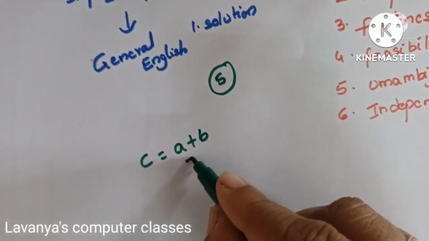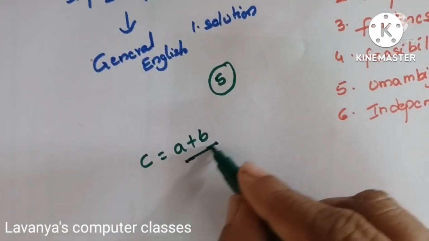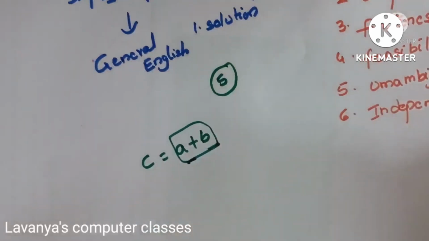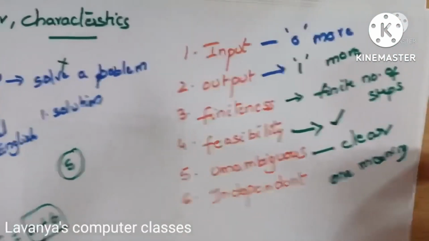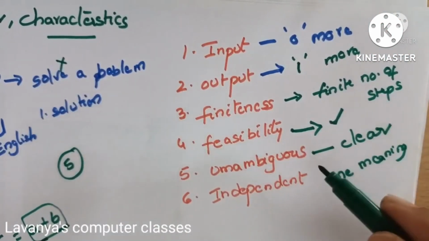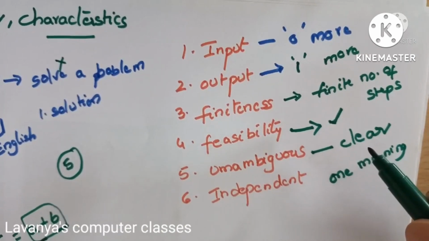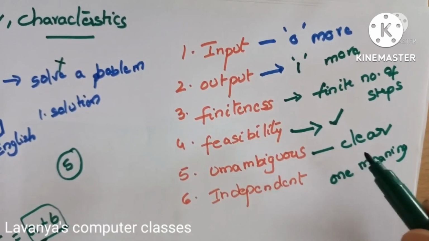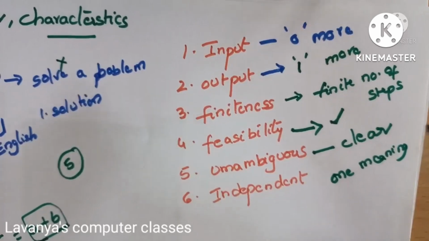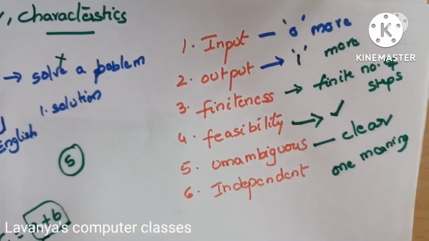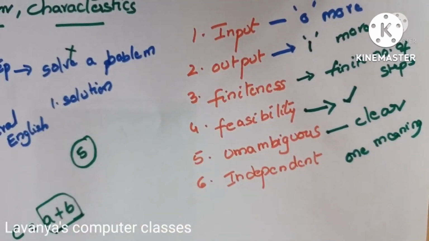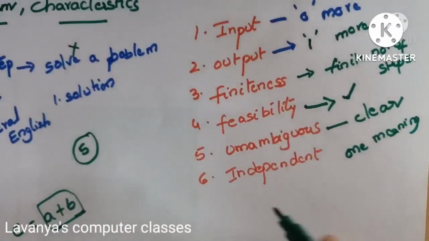For example, I am writing one line like this: c is equal to a plus b. If you are seeing this line, everyone can easily understand a is one number, b is another number. Both are added, what is the answer? What is this algorithm? It is the sum of two numbers. So like this, if you understand every line clearly, that is called an unambiguous algorithm.